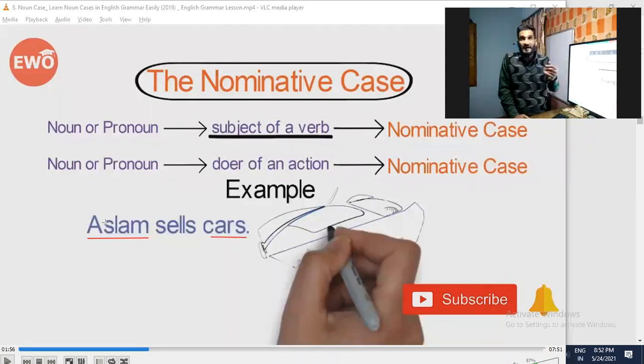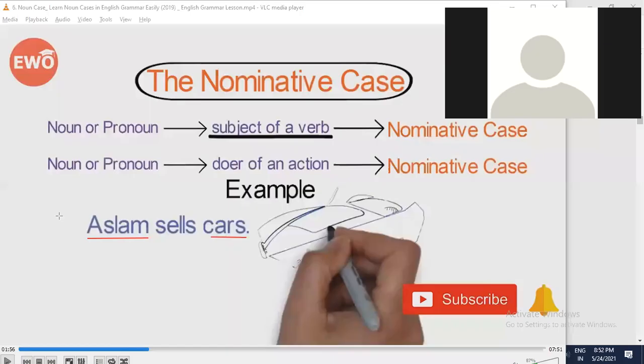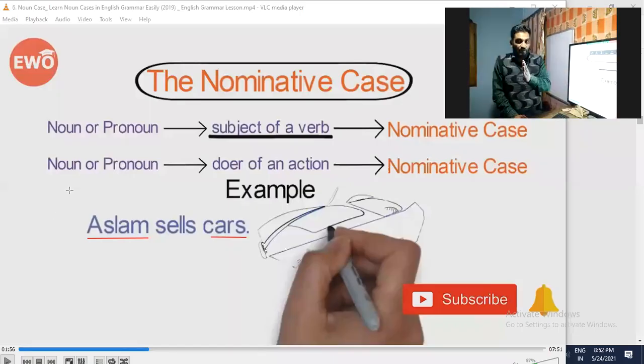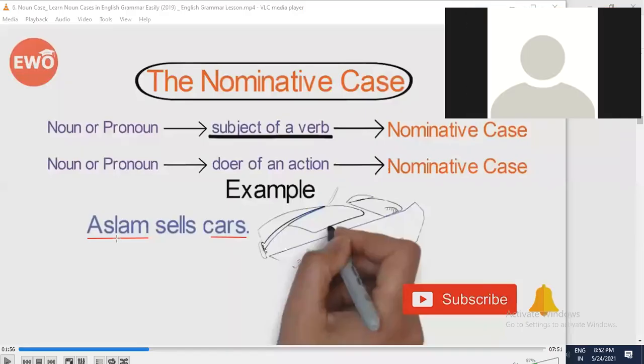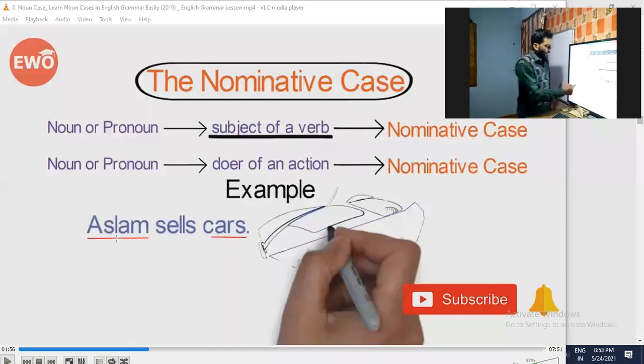Cars has no gender because car nahi masculine hota hai, nahi feminine. Car is neuter. But here, what is our topic? That is Aslam sells cars. Which noun is the subject? It is very simple. The question is: who sells cars? What is the answer? Who is the subject of that? Aslam. Aslam sells cars. Like, who sells cars?